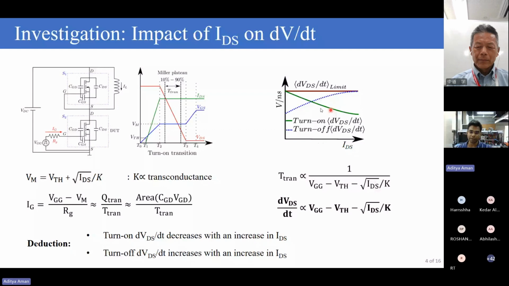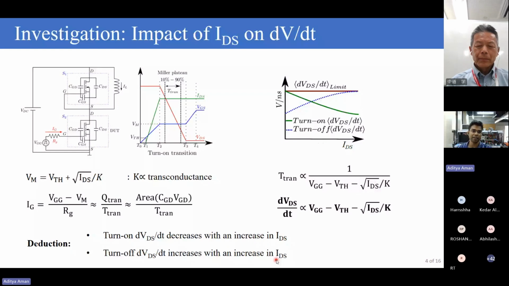For the turn-off transition, VGG is going to be negative, let's say -5 in a particular case. And if you increase the IDS value, the dV by dt will increase in the negative sense, right? So you can say that the dV by dt is increasing if you increase the IDS for the turn-off situation. So the deduction is that the turn-on dV by dt decreases with the increase in IDS value, and the turn-off dV by dt increases with the increase in IDS.